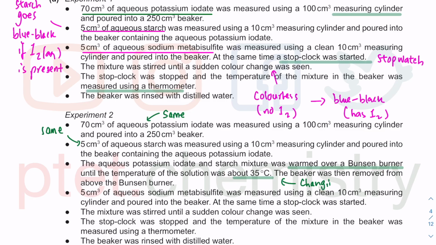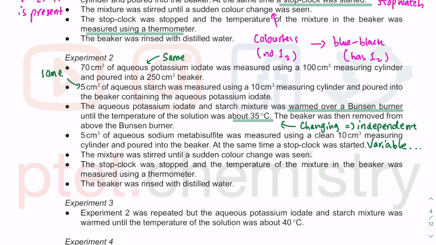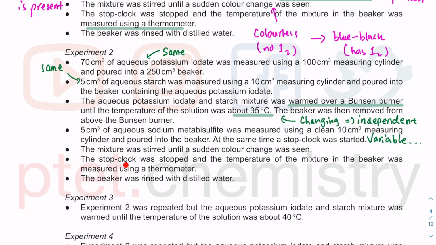So what is changing in an experiment? This is what you call the independent variable. Independent variable is on the x-axis, is what you change in an experiment. What are we measuring? We're measuring the time taken. We're measuring the time taken on the stopwatch or the stop clock for the color change to be seen. So again, for that color change, then the stop clock was stopped.